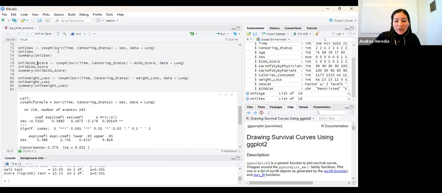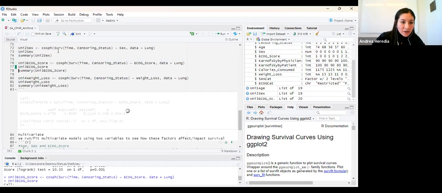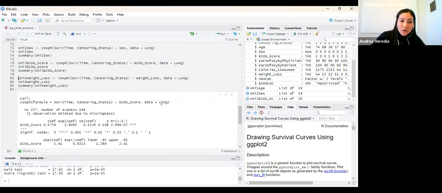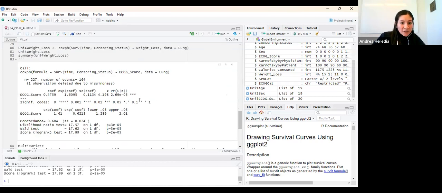Okay, so we can go ahead and run the following univariate analysis, which is looking at the ECOG score. Again, it is statistically significant because it's less than 0.05, meaning that ECOG score has highly statistically significant coefficients, or betas. It has a positive coefficient, meaning a high risk of death, and a hazard ratio of 1.61, indicating a strong relationship between an ECOG score and the risk of death or poor survival.